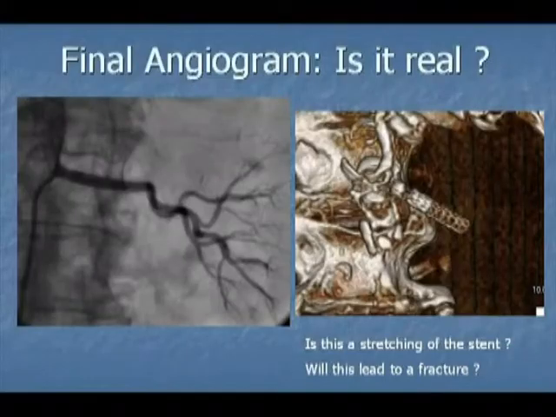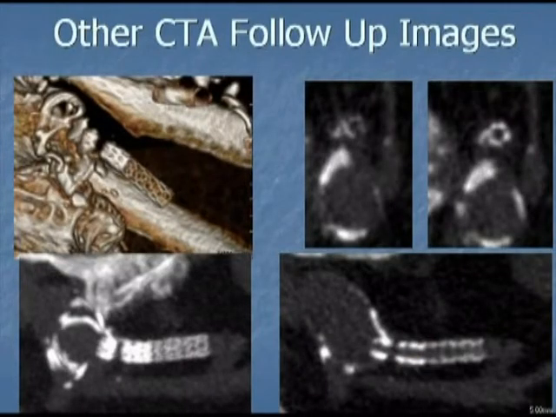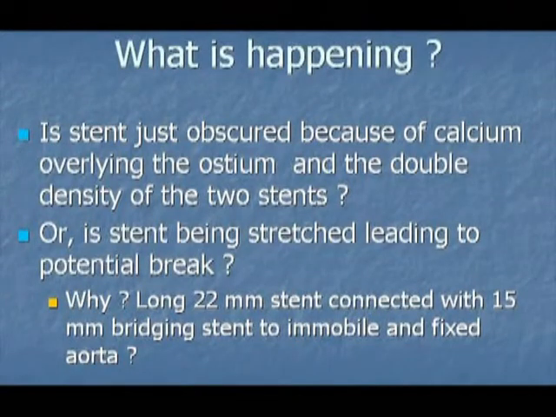And so on this final angiogram, you can see the angiogram looks good 1 month later. Here's our stent. And so the question is, is this a stretching of the stent? And then will this lead to a stent fracture? Here are several of the images that were obtained, and you can see that concerning gap on the stent that we placed. And again, is this a stretching? Obviously, there are struts that are holding this through, because on the ultrasound there was good flow through the stent.